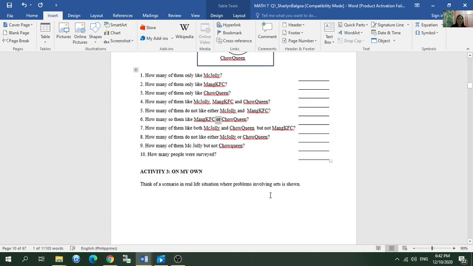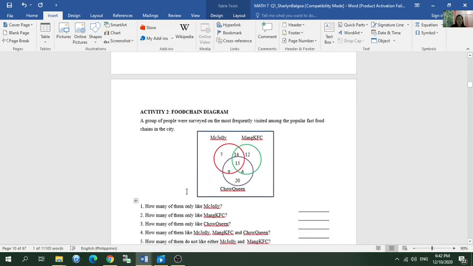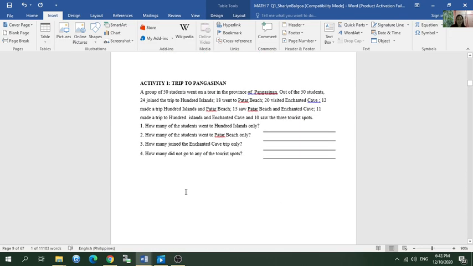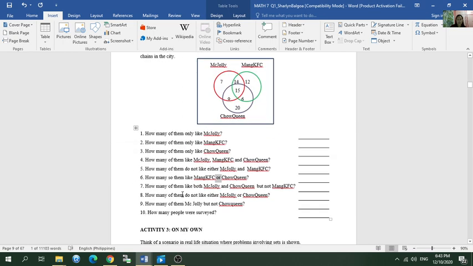Okay? Next, for activity number 3, which is entitled Own My Own. So you are going to think of a scenario in real life situation where problems involving sets is shown. So you will have a maximum of 7 sentences. Scenario. Okay? So you must give an example regarding the use of sets in the real life situation. Okay, so that ends the explanation for our activity sheets number 1, number 2, and number 3.